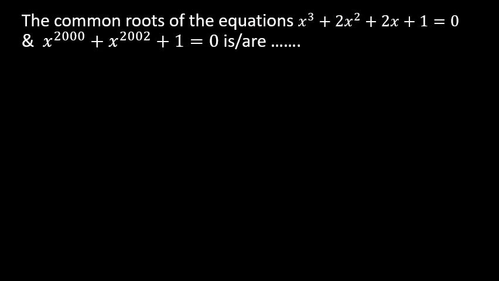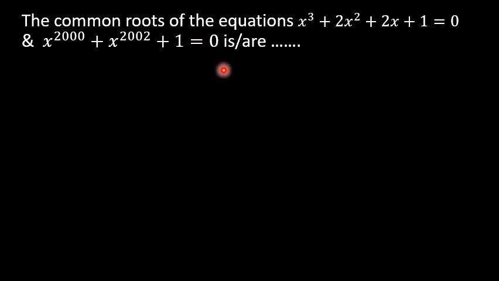The common roots of the equations x cube plus 2x square plus 2x plus 1 equals 0 and x to the power of 2000 plus x to the power of 2002 plus 1 is equal to 0. This is a numerical value type question. Here we are supposed to find the common roots between the given equations.